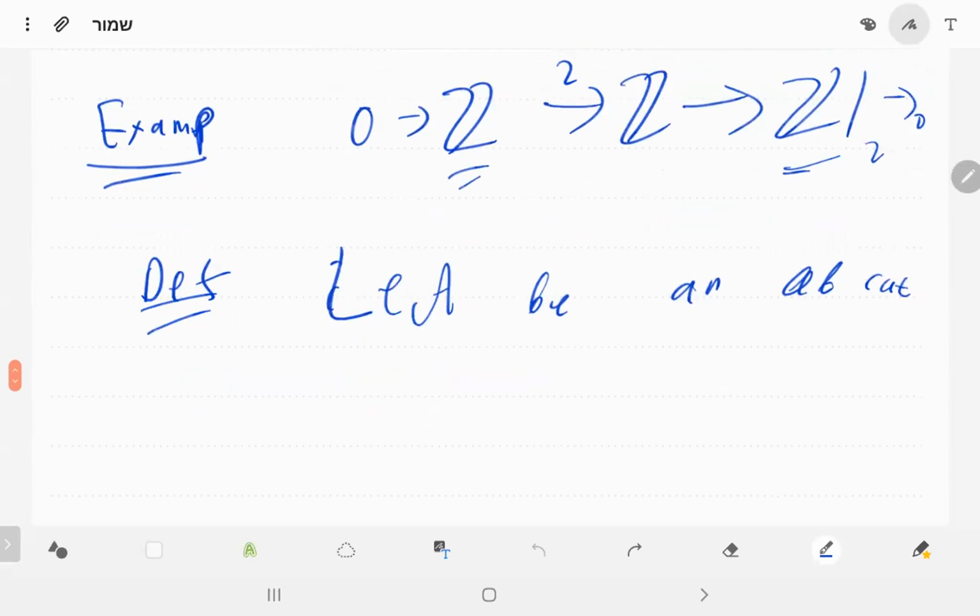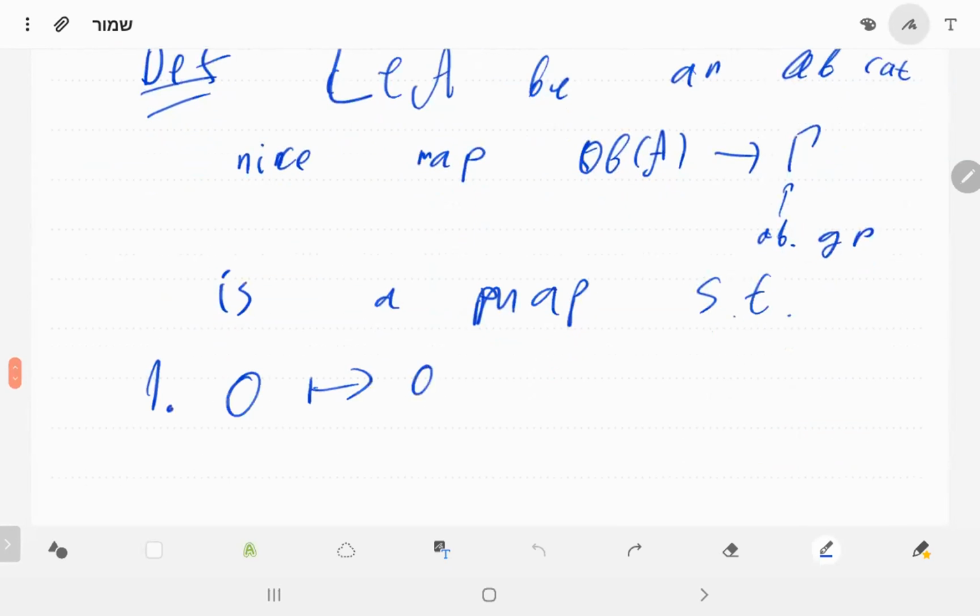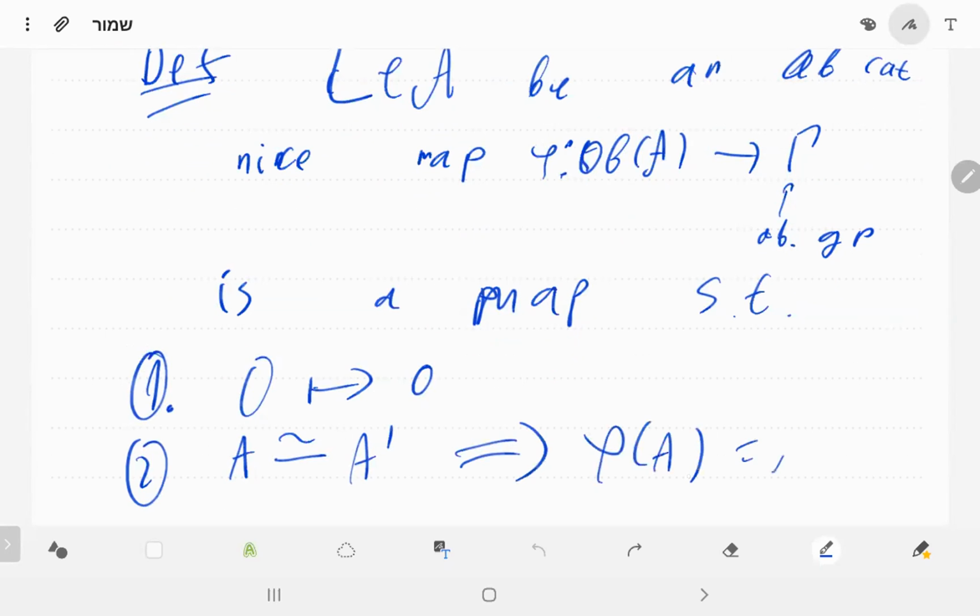So let's define first of all an additive, nice map from objects of A to an abelian group Gamma. A map phi is nice if, so I will probably give too many axioms: 1, 0 maps to 0. 2, if A is isomorphic to A prime, then phi of A is equal to phi of A prime.